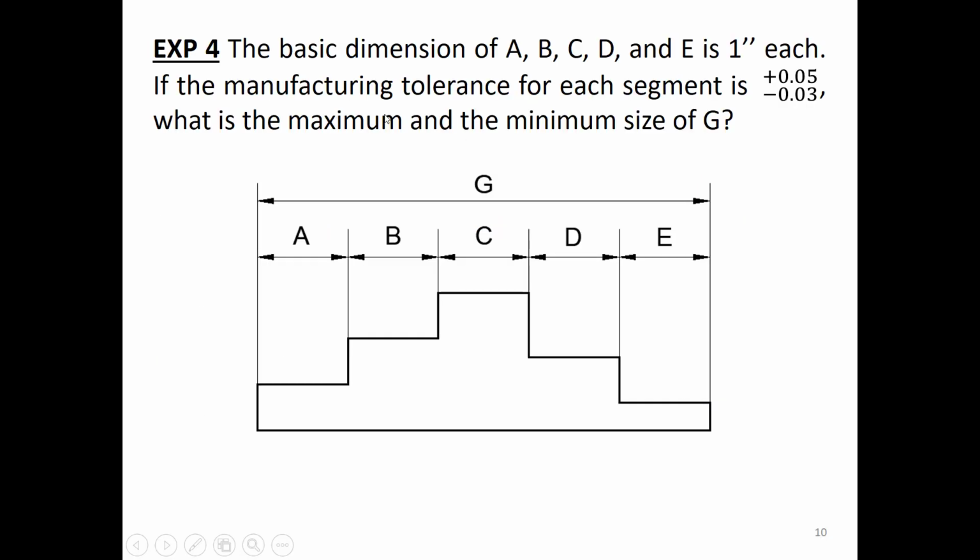And the next example says the basic dimension of A, B, C, D, and E is 1 inch each, and the manufacturing tolerance of each segment is minus 0.03 to plus 0.05 inch. And it asks for the maximum and the minimum size of G.